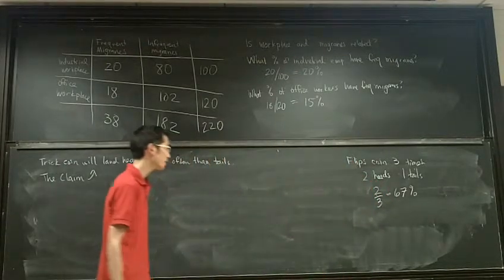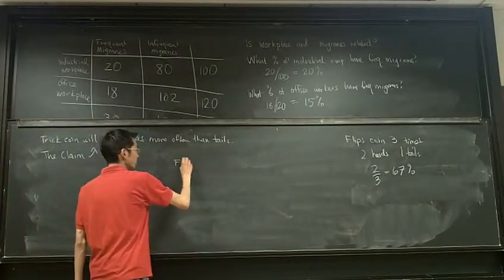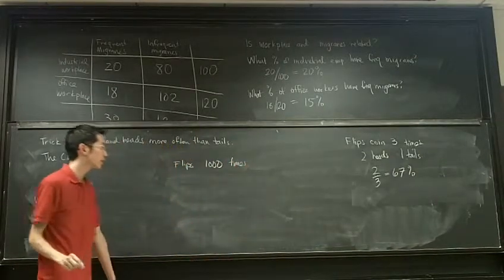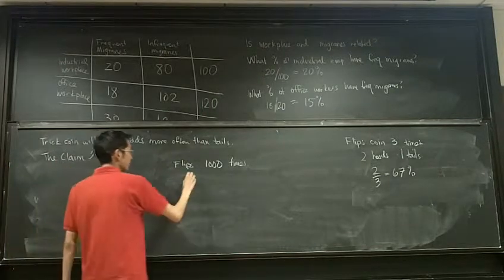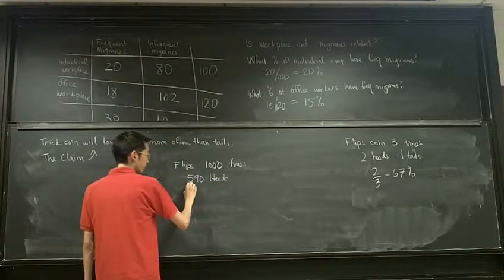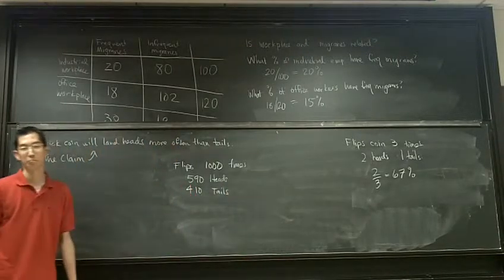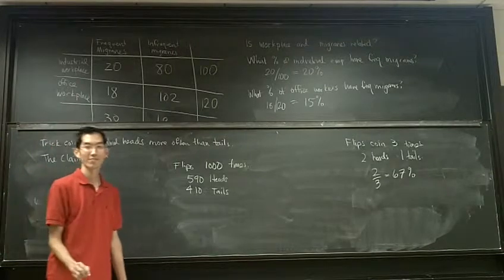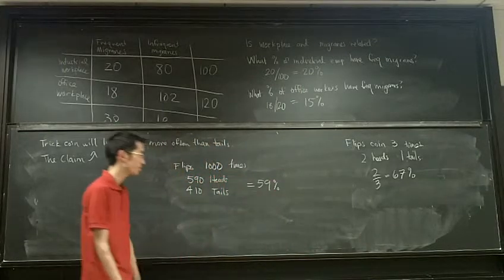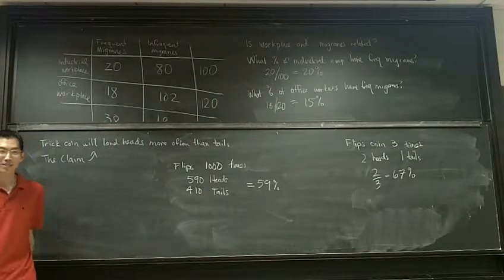All right. But then what if he flipped it 1,000 times? And we get 590 heads and 410 tails. Now what? Well, 59%. I don't know. So we get 59%. 1,000 coin flips. What do we feel? He's legit? This coin is for real?